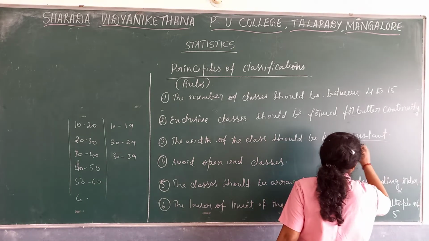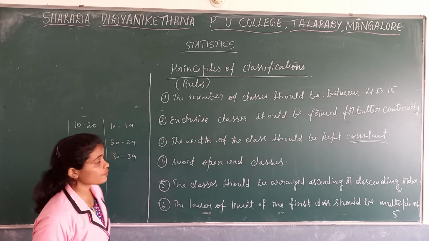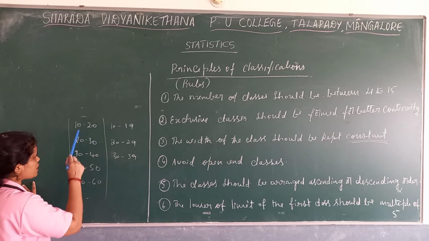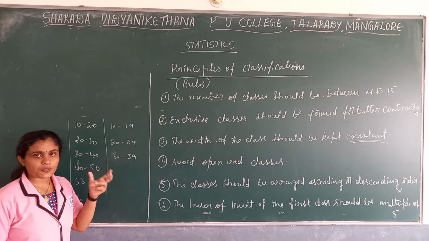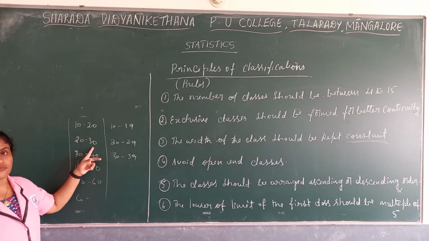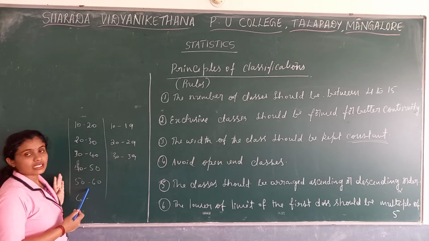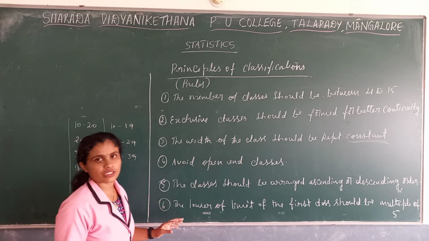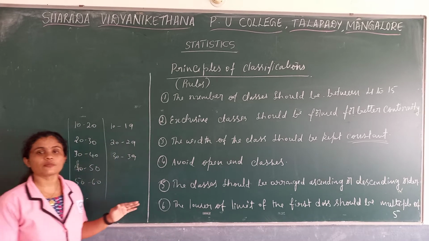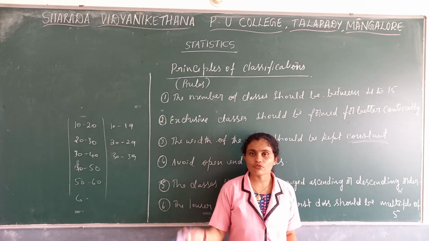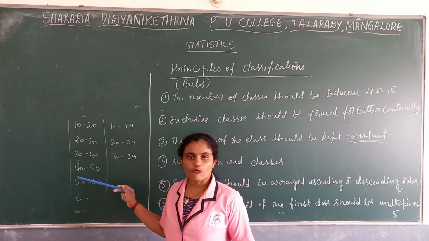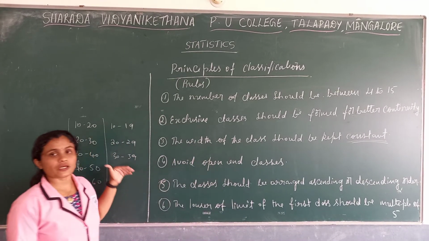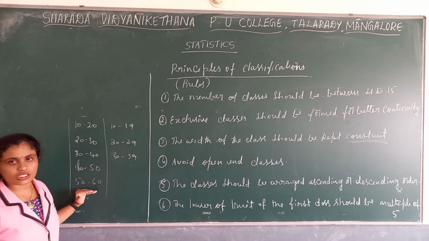Now, third one. The width of the class should be kept constant. What is the width of the class? The gap within the class should be kept constant. Now see here, 10 to 20. What is the width? The gap is 10. 20 to 30. What is the width? Width is 10. Here also, throughout the class intervals, there should be an equal width. If it is unequal width, once again it will be a problem. We need to calculate the frequency density, and then we come to the actual calculation. So it is better to keep the width of the class equal throughout the class intervals.